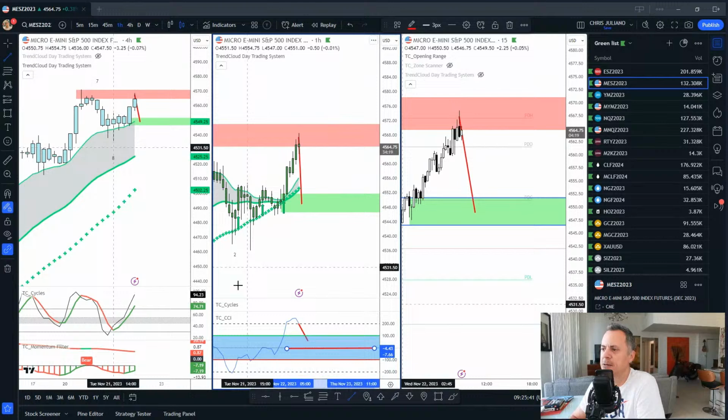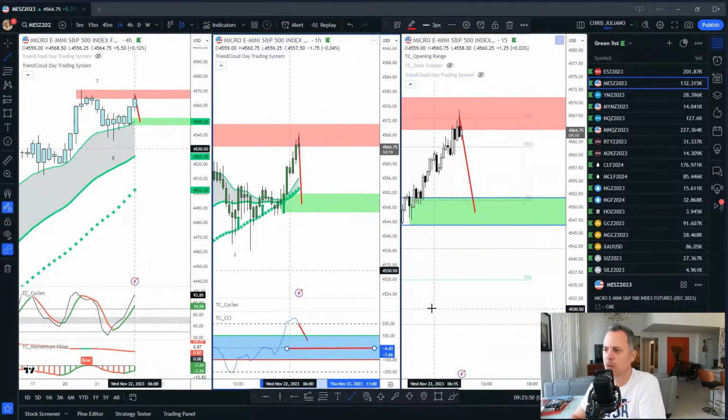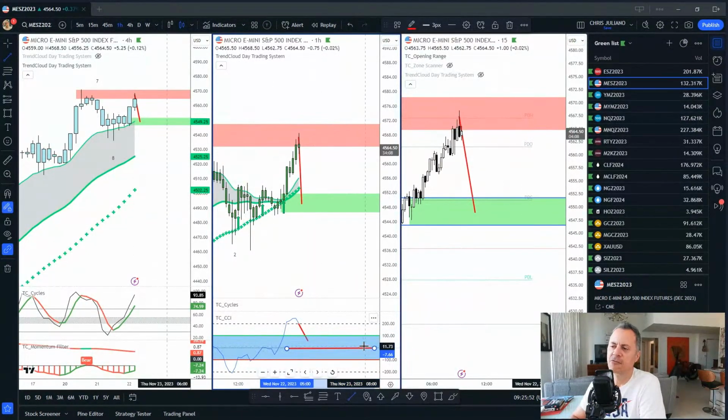So I made it part of the process, and it works very well. It's a very clear depiction of, should I take this demand zone? Well, it's a very objective way of looking at corrective moves in an uptrend as they're pulling back into demand.